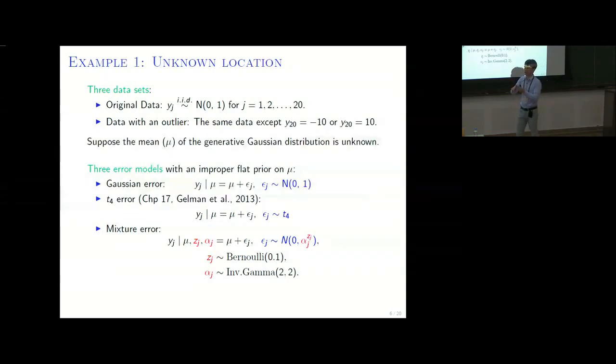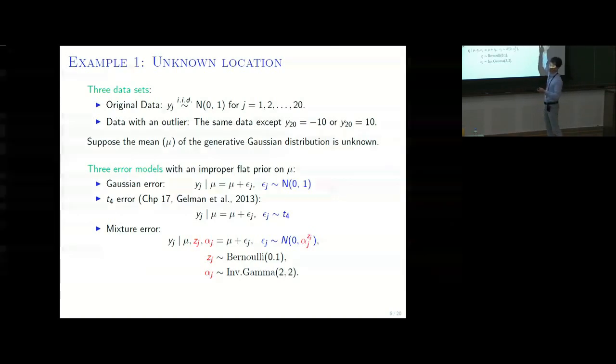The first one is composed of the 20 realizations of a standard Gaussian distribution. And the second and third ones are the same as the first one, except the last observation is incorrectly recorded as -10 or 10, just to make a synthetic outlier. So I set up 3 models.